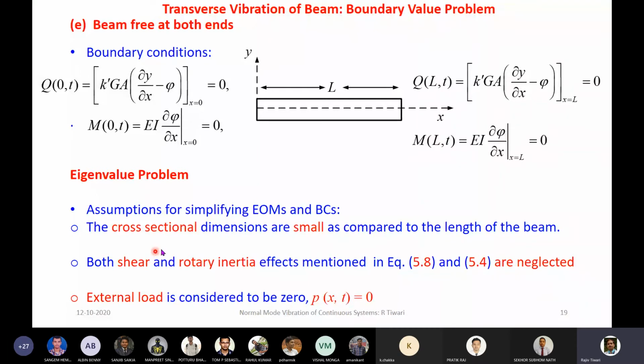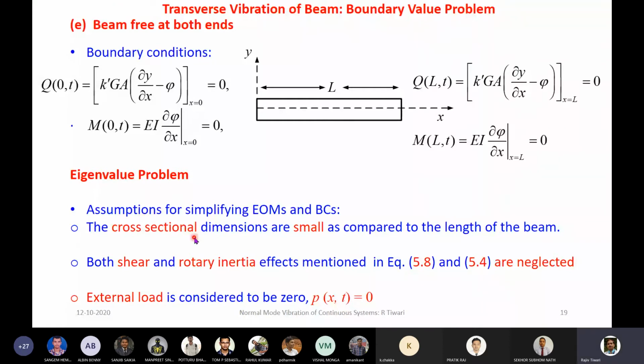So, we'll take up the eigenvalue problem now. But as I mentioned, the eigenvalue problem for the Timoshenko beam will be too complex to handle in this course. So we'll simplify the Timoshenko beam to the Euler-Bernoulli beam, because in the Timoshenko beam, the shear deformation and rotary inertia make the equations more complex.